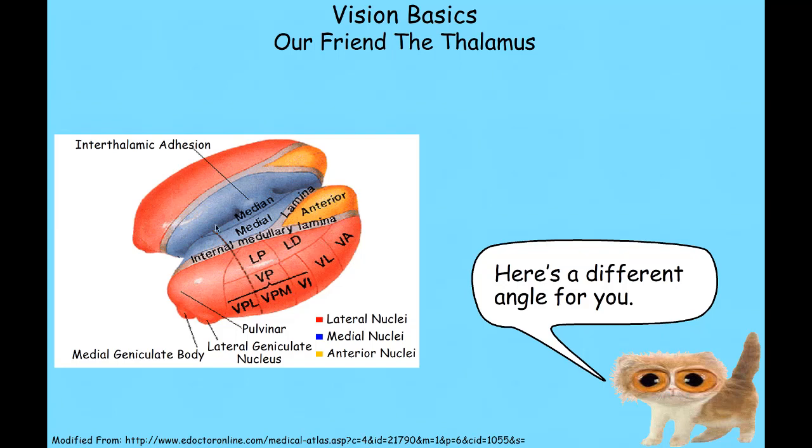They're connected here with the interthalamic adhesion. The medial geniculate bodies here, the lateral geniculate body here, and the pulvinar areas here on both sides.